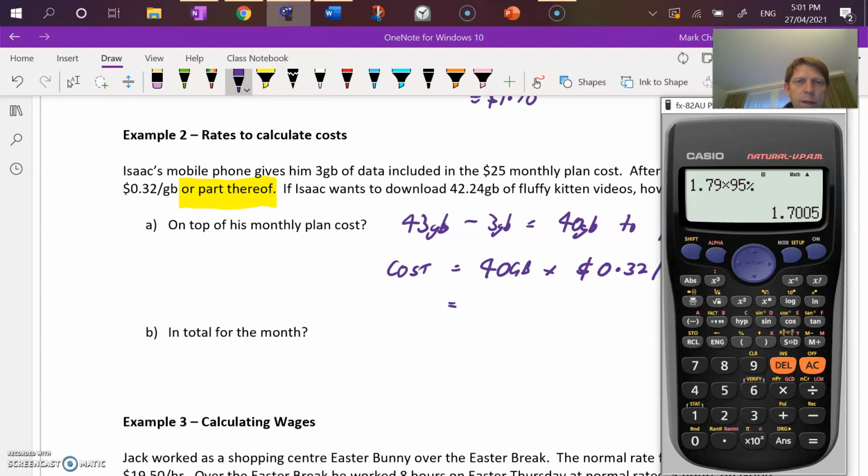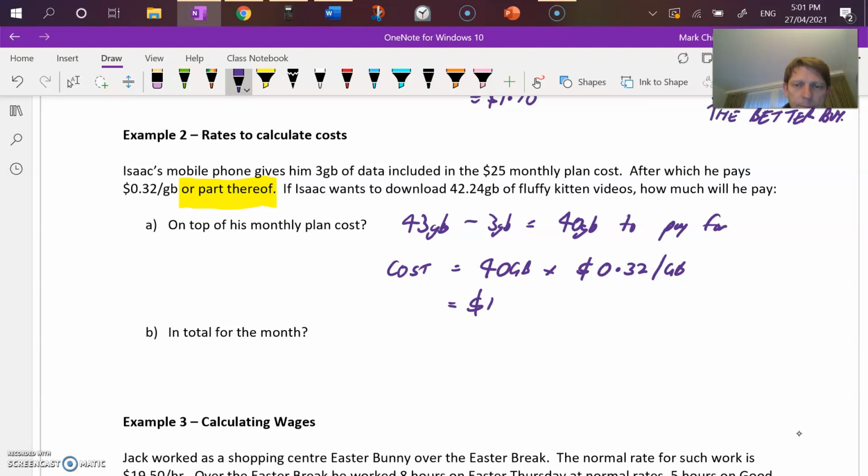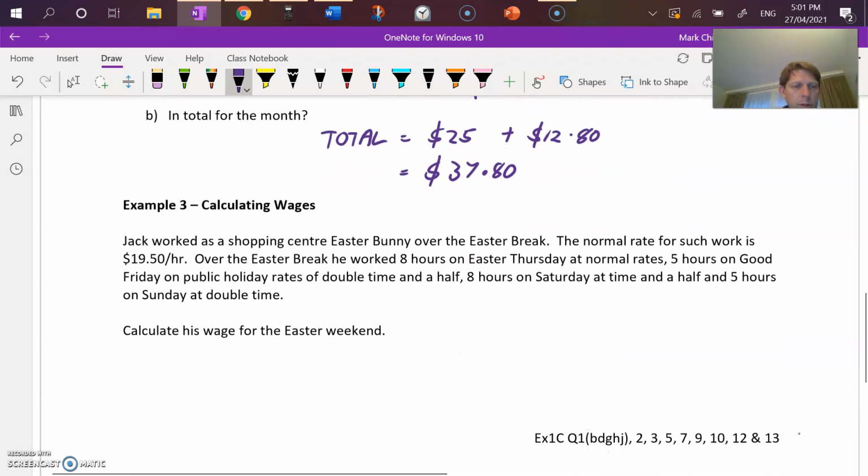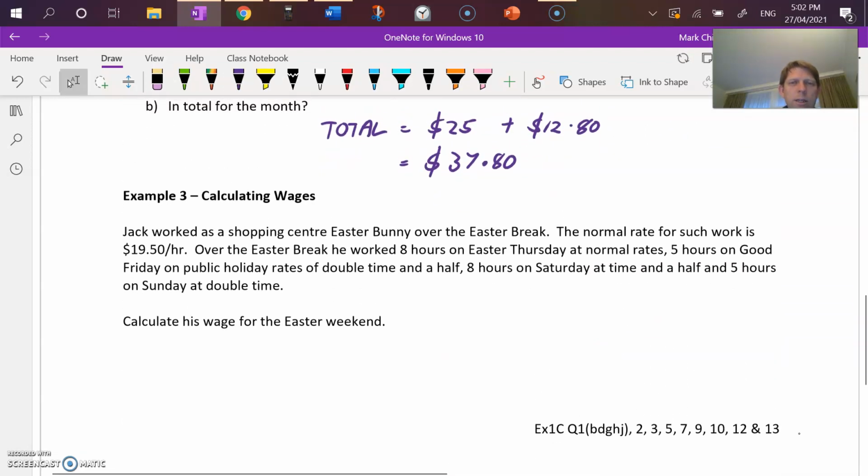Okay, so if we put that through, 40 times 0.32 gives me $12.80. So that is how much extra he's paying. In total for the month, though, he's going to have to pay the $25 for the plan, plus this extra $12.80 he spent watching these videos. So we'll add those together and we get $37.80.